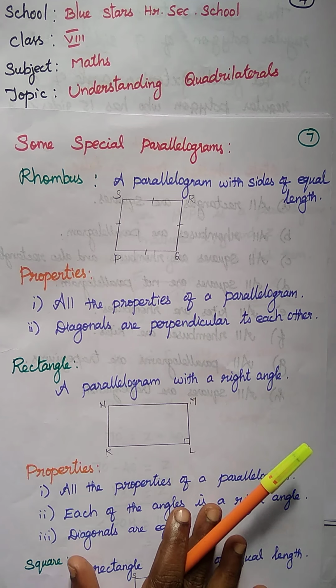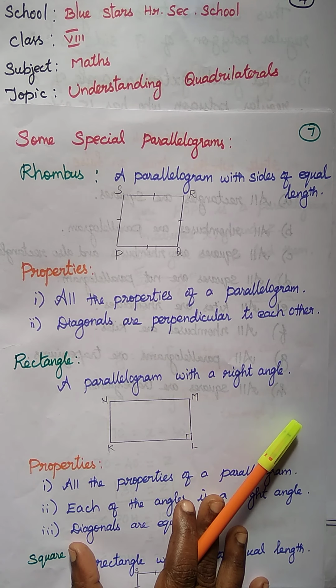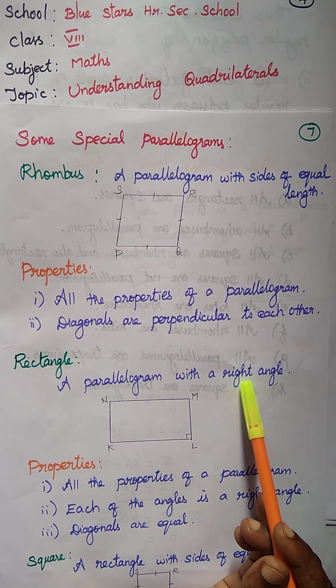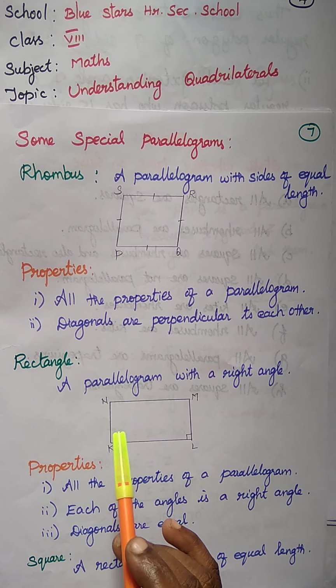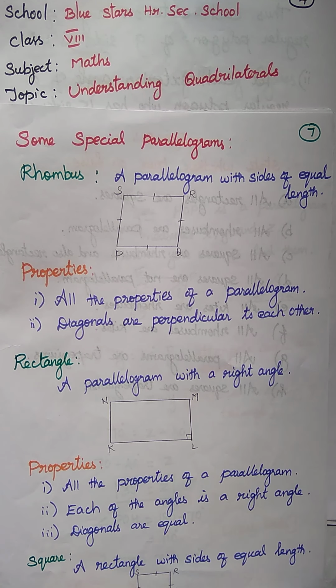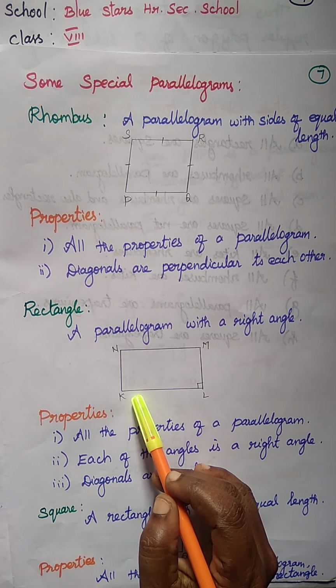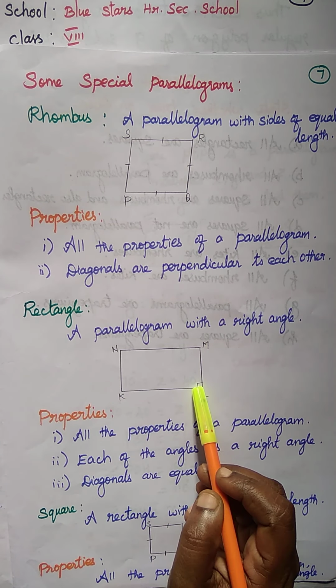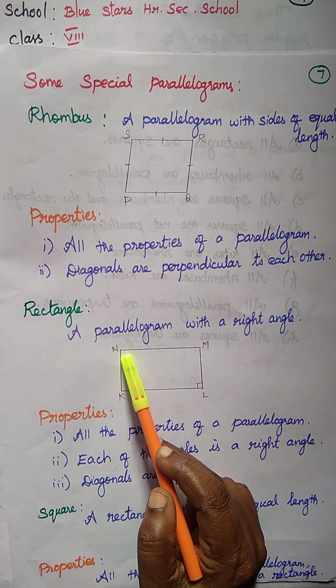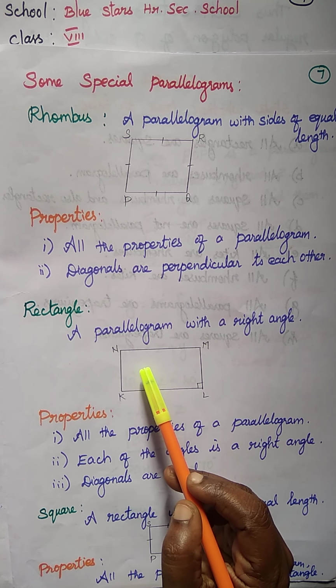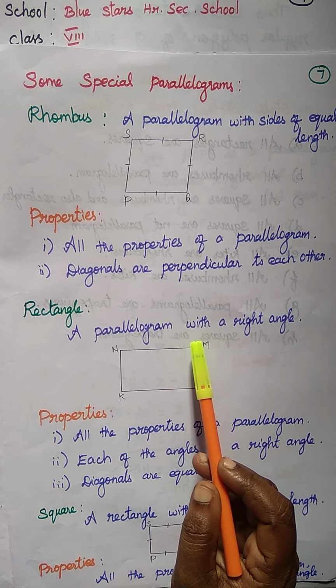Okay, next one, rectangle. So what is a rectangle? A parallelogram with a right angle. In the parallelogram, all the angles are right angles. It is called a rectangle. So in a rectangle, all the angles are 90 degrees. In a parallelogram, if the angles are 90 degrees, it is called a rectangle.